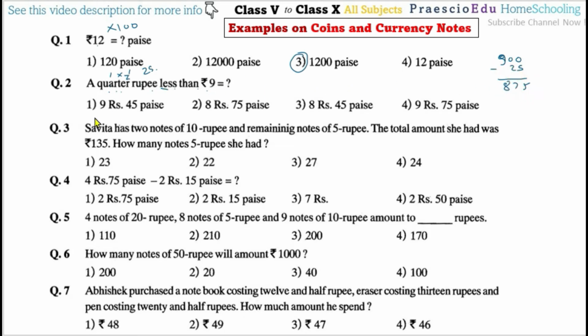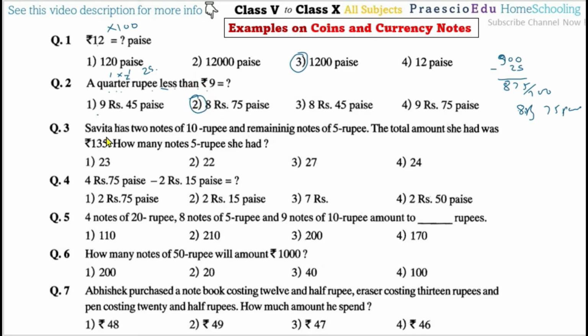Now as per the options, all are given in rupees and paise. So again we have to divide by 100, so we will get 8 rupees and 75 paise. Okay, and this is given in option number 2.